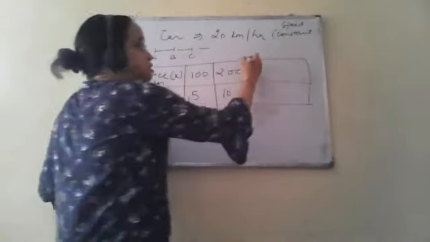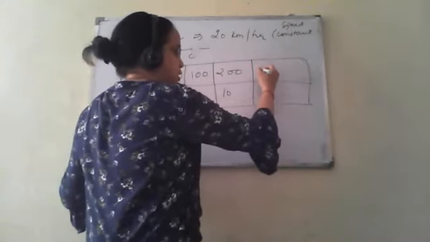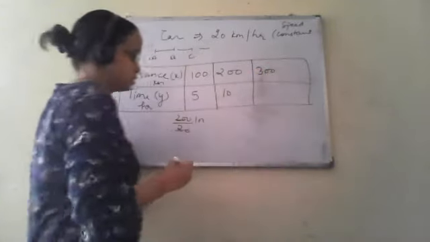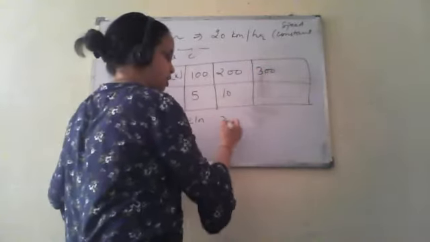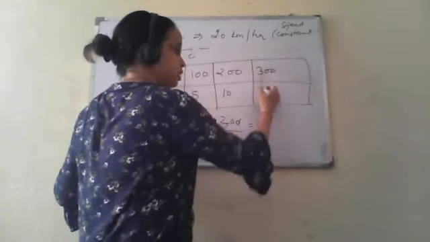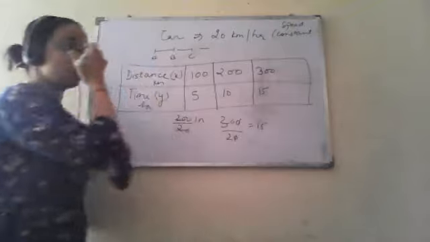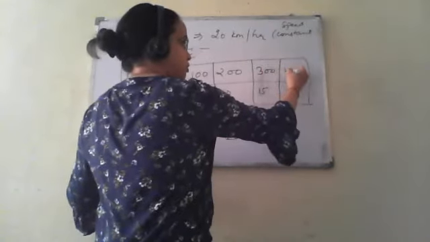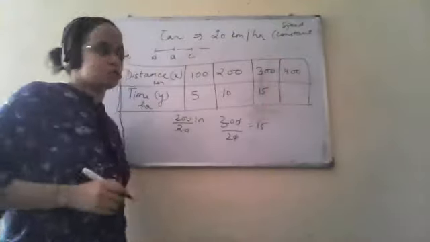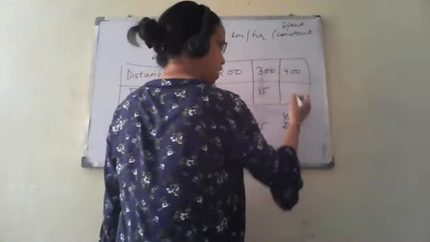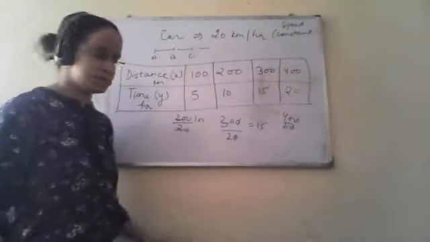Clear? Suppose we have to cover 300 kilometers. So what will be the time? 300 upon 20, it will become 15. We will need 15 hours in order to cover 300 kilometers. Suppose we have to cover 400 kilometers. So what will be the time required? That is 400 upon 20, and we need 20 hours. So this is the basic chart.